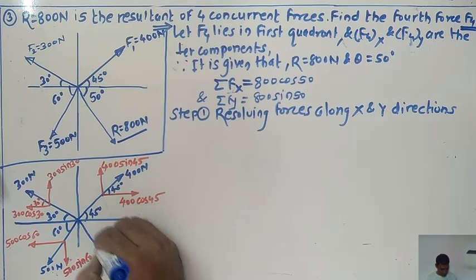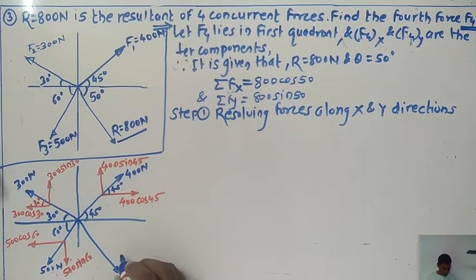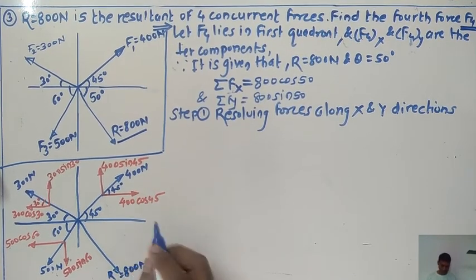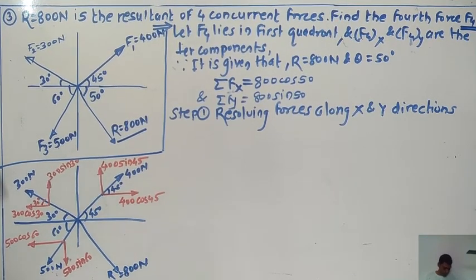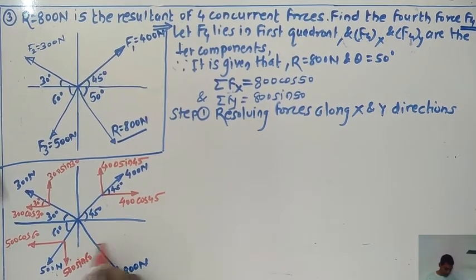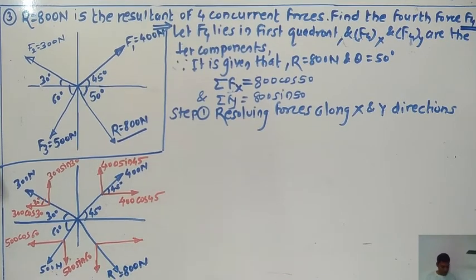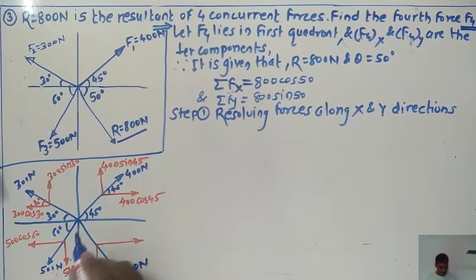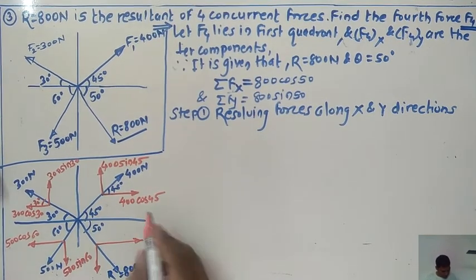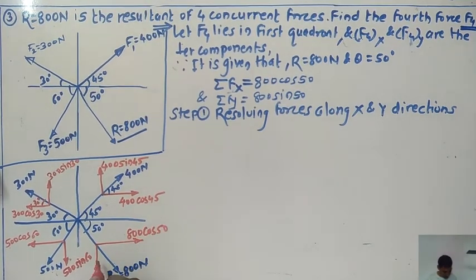So this is about the resultant force. The resultant force magnitude is 800 Newton. It is very important to show the components of this force also. What about this angle? This angle is given here as 50 degrees. I'll show this 50 degrees here. What about this component? 800 cos 50, and this component is nothing but 800 sin 50 degrees.